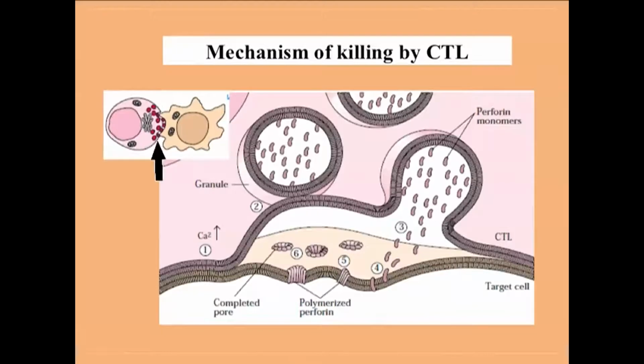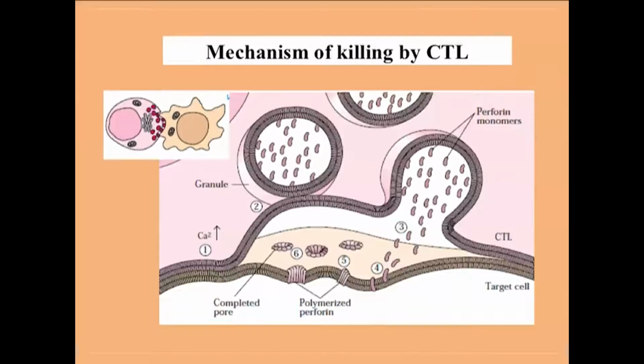Now what happens in the conjugate formation? TC cells or cytotoxic T cell precursors don't have any granules in their cytoplasm. But as they are differentiated into effector CTLs, many granules appear in the cytoplasm. And it has been seen that the granules reorient themselves at the junction. The granules fuse with the surface plasma membrane of the CTL, and they are released in the junctional space between the two cells.